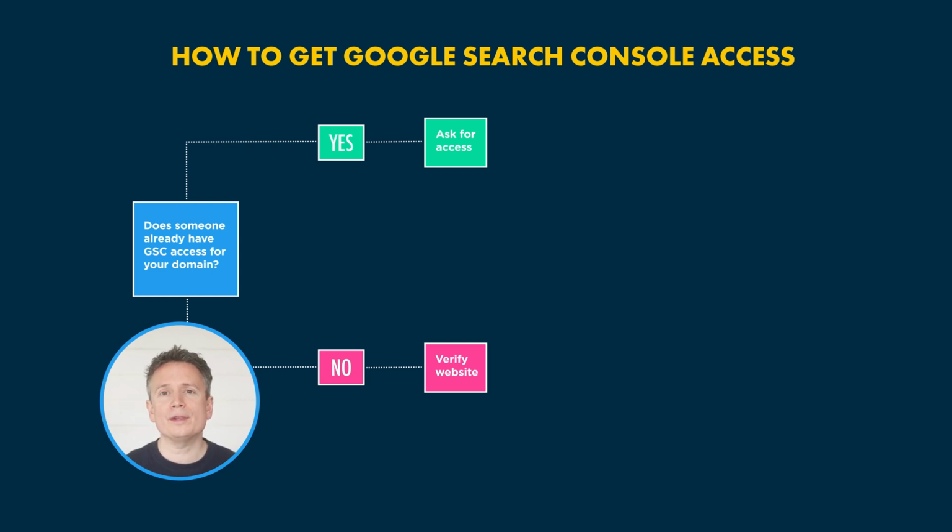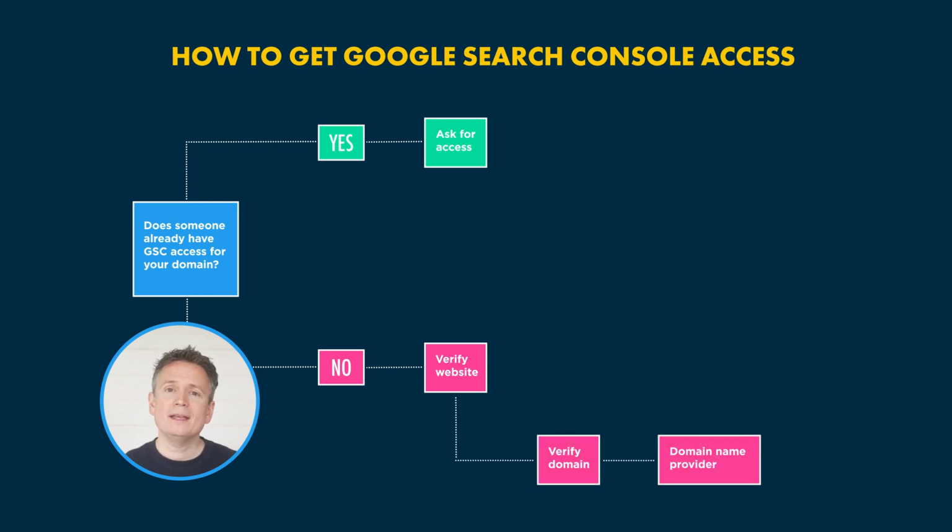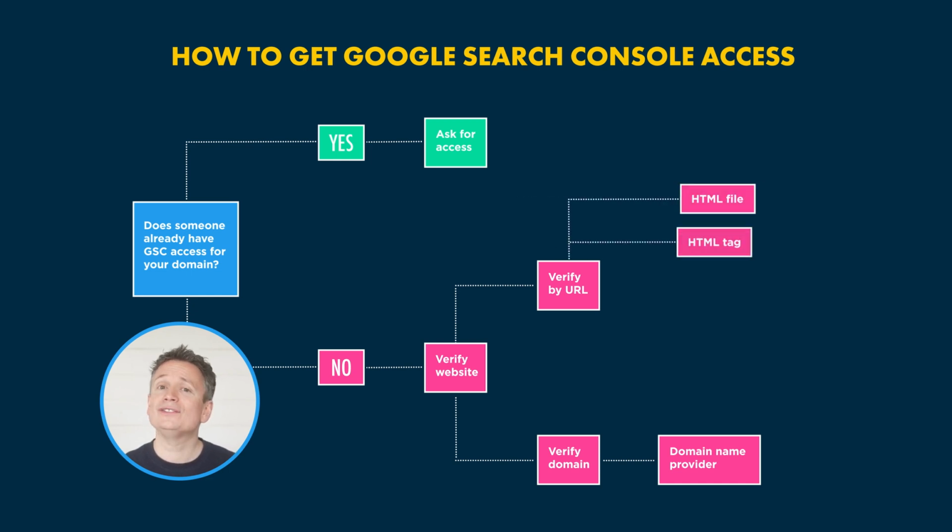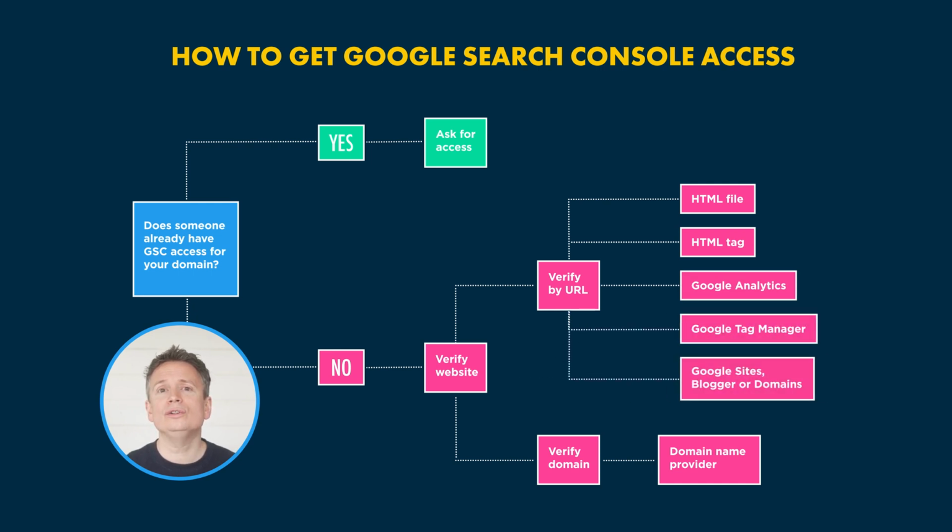By now, you'll know that the most future-proof and thorough way of doing this is by changing the DNS settings with your domain name provider. If you don't have access to that, you may find it easier to verify by URL prefix. The URL prefix may be enough for your needs for now, but it may not cover all URLs needed in the future. And to recap, you can verify by URL through a HTML file, a HTML tag, Google Analytics, Google Tag Manager, and Google Sites, Blogger, or Domains.